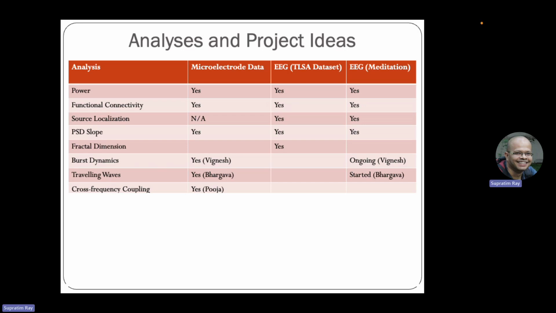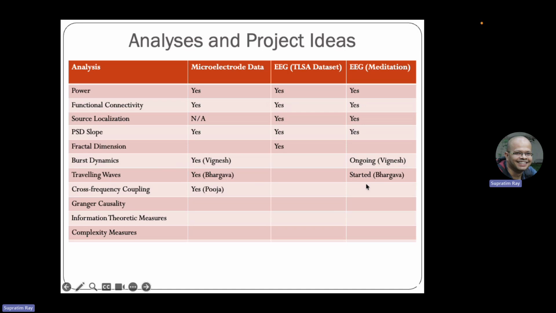Bhargav, who was doing traveling waves, is my sort of favorite project in some ways, because of these mental waves that people talk about, we want to see whether in EEG there are waves like that. So Bhargav has started this, but if some of you want to do this, you can take this up. So also cross frequency coupling, that nobody is looking at right now in the lab, so somebody can do that. What else can we do?